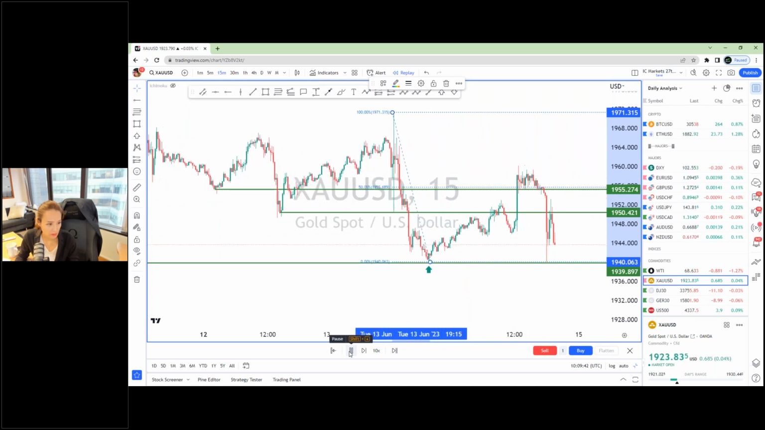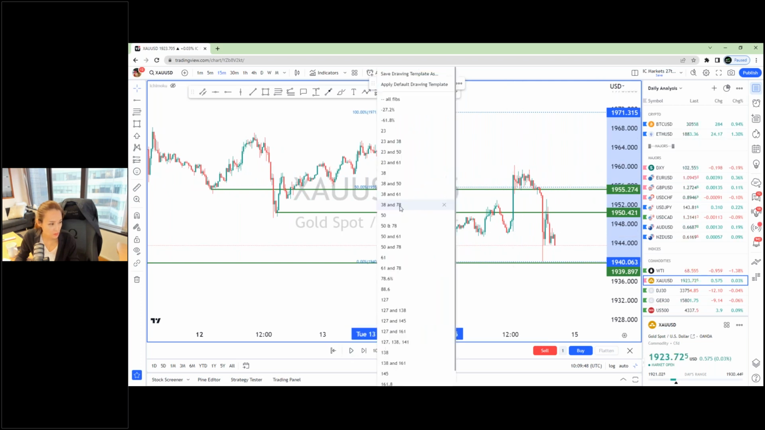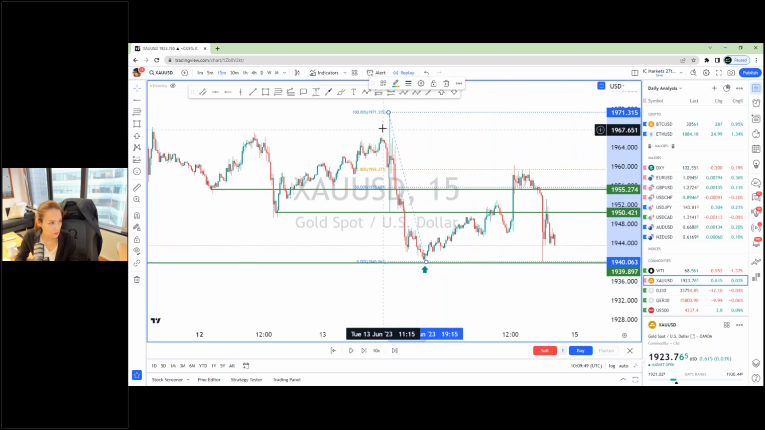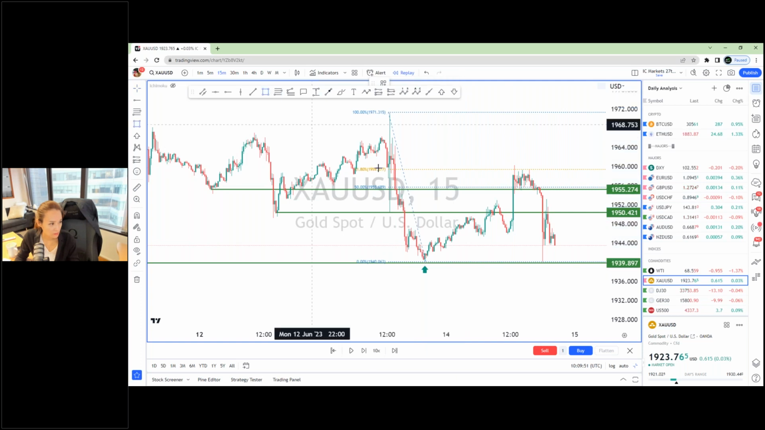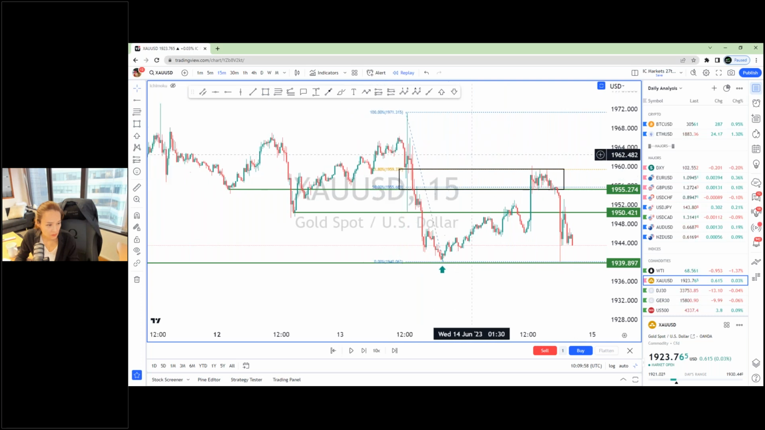Okay, you can see price tap on this zone and then on the way down, I think this zone is between 50 and 61%, which is the zone. Okay, here you can see that. Then price booms all the way down to the support level.